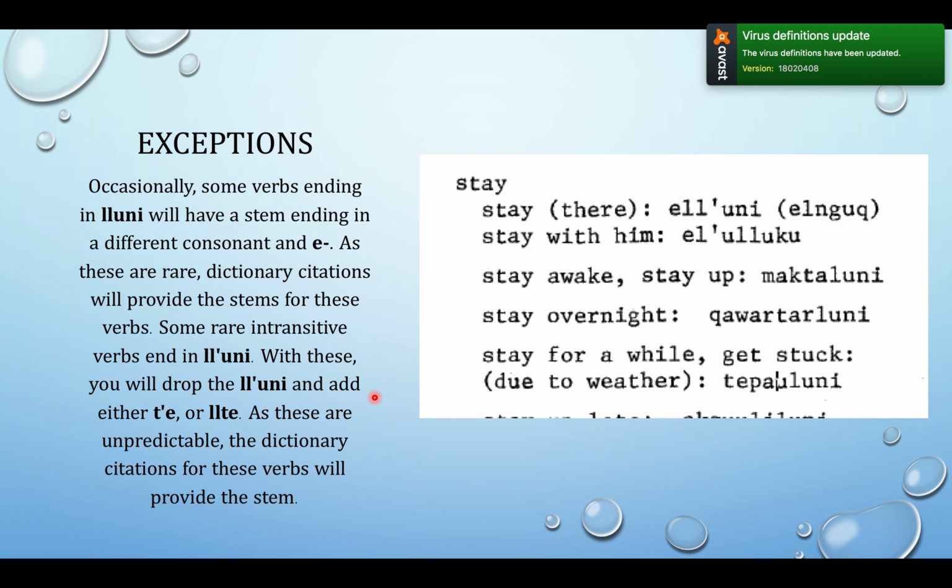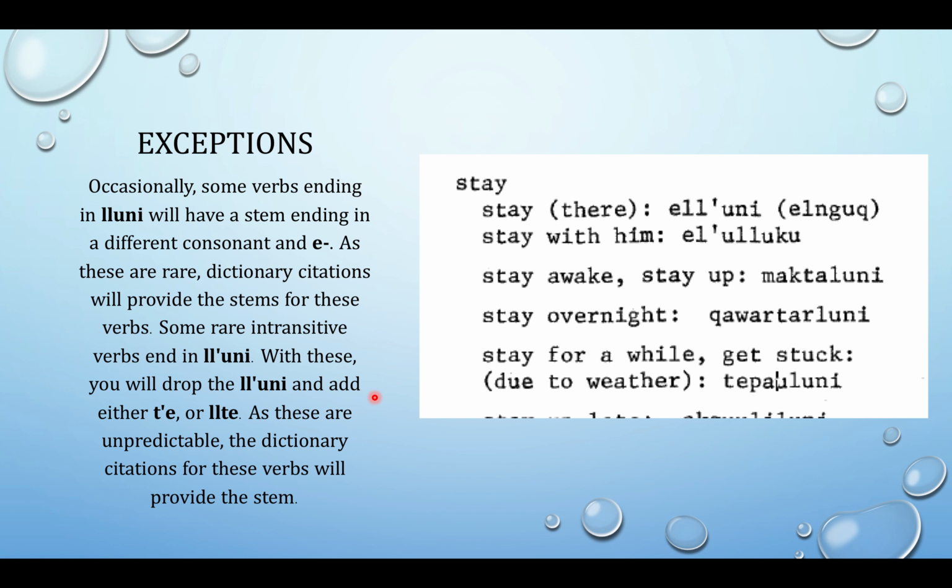There's also a rare intransitive ending where verbs end in apostrophe uni. With these, you'll drop the lluni and add t apostrophe e or double l t e. As these are unpredictable, the dictionary will tell you what they are as well. So it's not like it's a bummer that there are exceptions. What's nice is that the dictionary will give those answers to you.